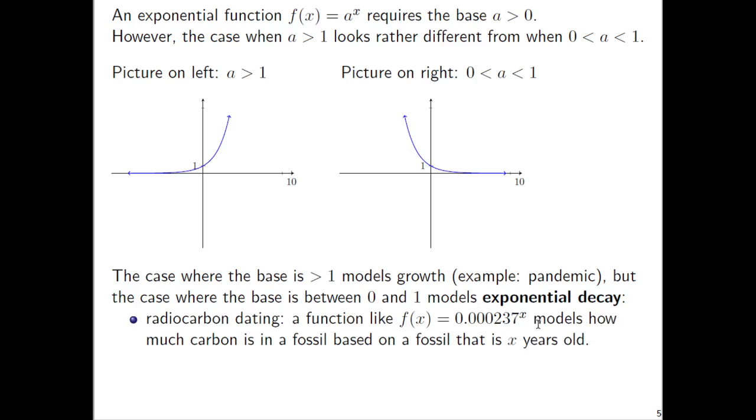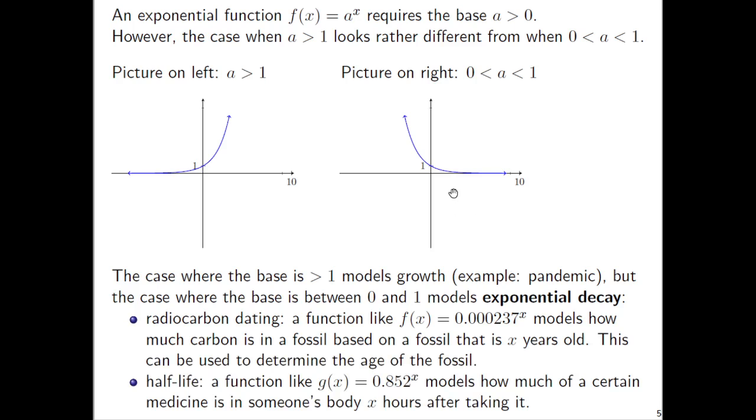There are real examples of exponential decay. One of them is radiocarbon dating. So a function where the base is 0.000237 raised to the x, so that base is smaller than 1. This base is between 0 and 1. This models, for instance, how much carbon is in a fossil that is x years old. As x increases, the amount of radiocarbon you find in that fossil gets smaller and smaller, but because we know what the curve should do, we can actually predict the age of a fossil based on this. Another example is half-life.